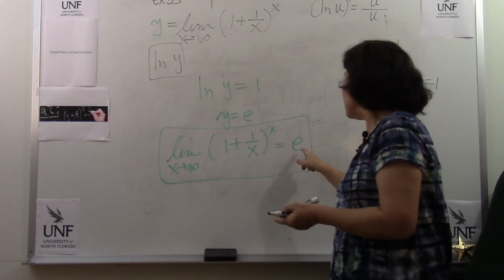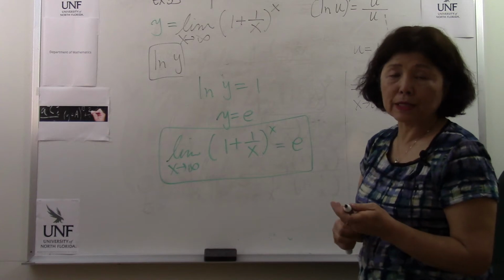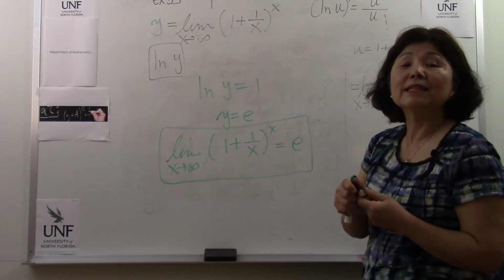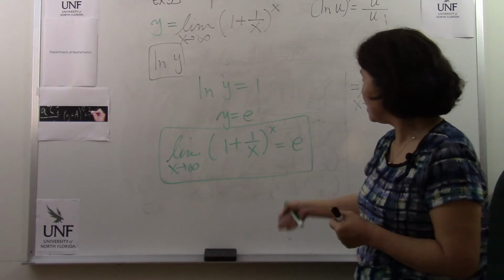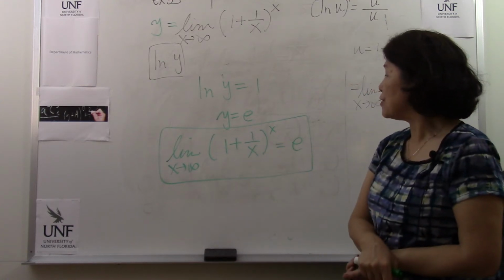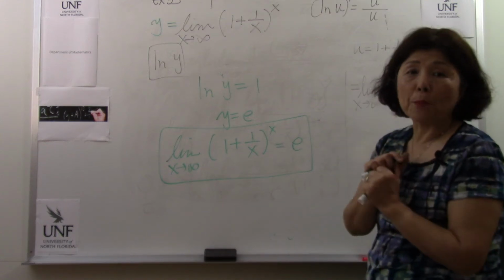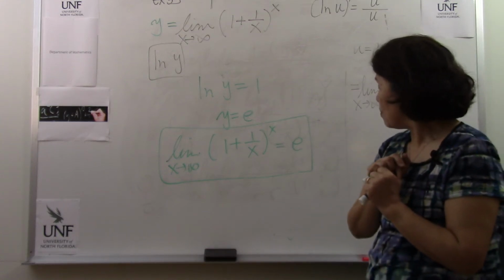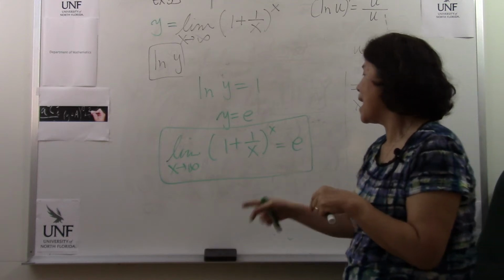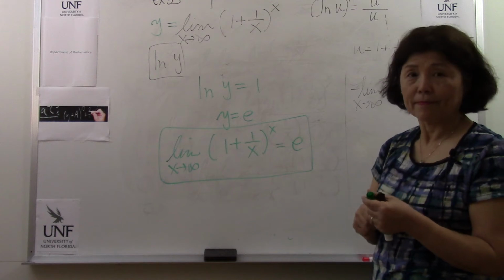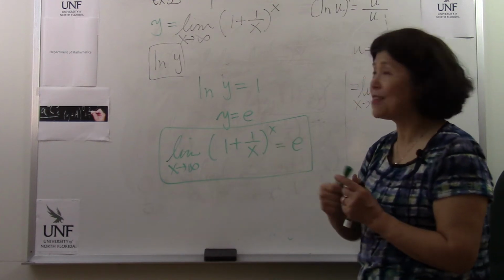Yes, we use e a lot for the exponential function and for the base of the natural log. But this e was created like this. You can say this is the definition of the irrational number e: the limit of (1 plus 1 over x) to the x as x goes to infinity. Okay, so this is a very big thing.